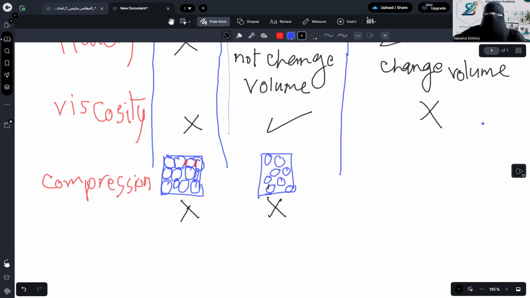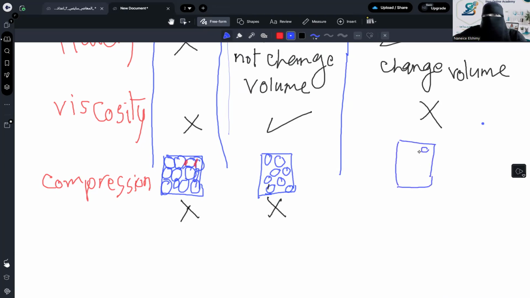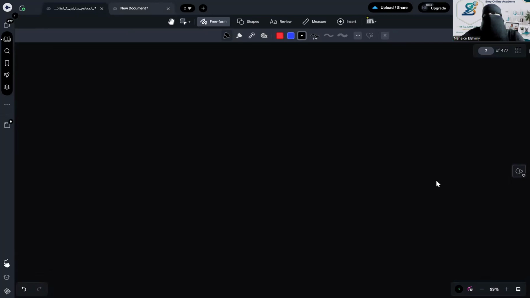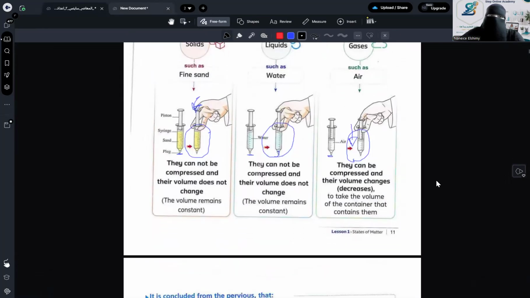In the third state, which is the gas, we will find that the particles are so far from each other, like that, okay, here. And they can move freely, so I can compress them easily, okay? So the only ones which are compressed are gases, because I can compress them because of the very big interspaces between them, okay? So that is the compression.